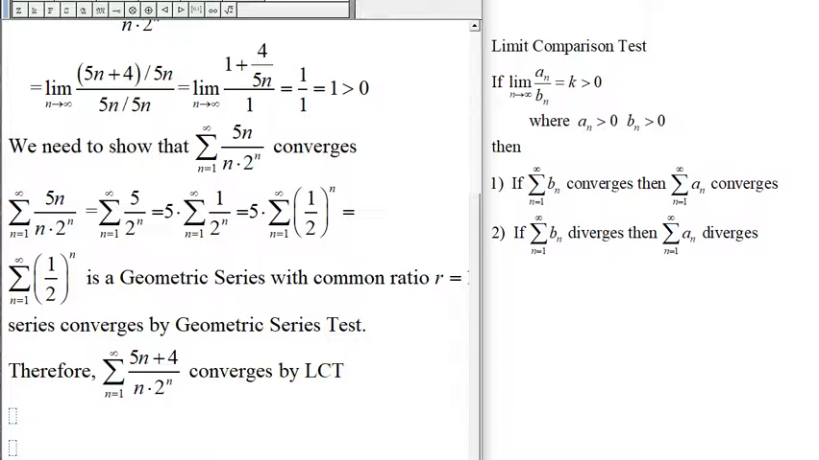And so that's how the limit comparison test works. First, we have to come up with a series b sub n, and then we have to show that the limit of a sub n over b sub n is equal to a positive finite number. That's the first thing. And then the second thing is we have to show that b sub n converges. And then we can say that the series a sub n, or the given series, converges.